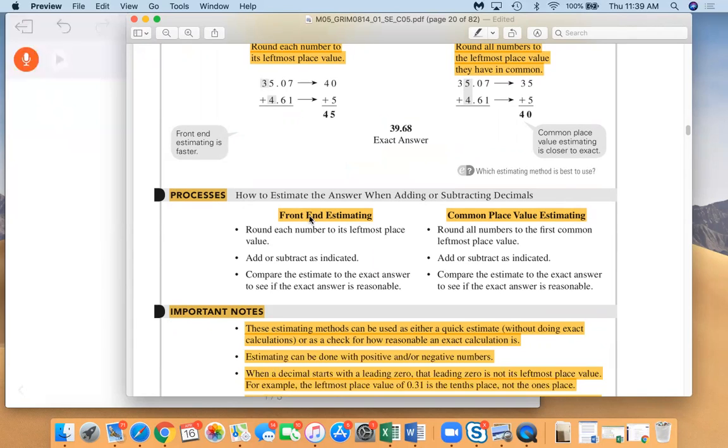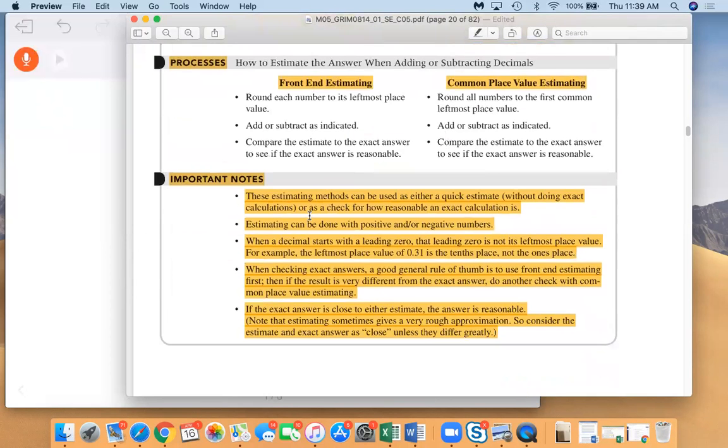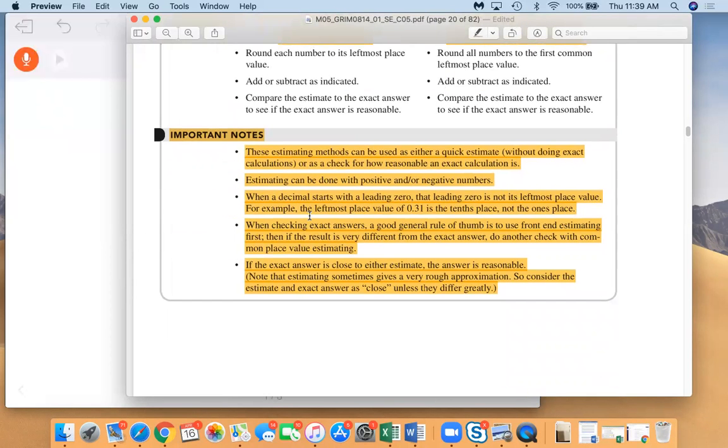Common place value estimating: round all numbers to the first common leftmost place value, add or subtract as indicated, and compare the answer again. Important notes: these estimating methods can be used as either a quick estimate without doing exact calculations or as a check for how reasonable an exact calculation is. Remember, I mentioned this example back in either module 1 or module 2, I think it was module 2.